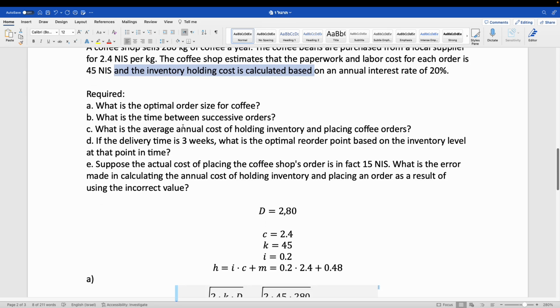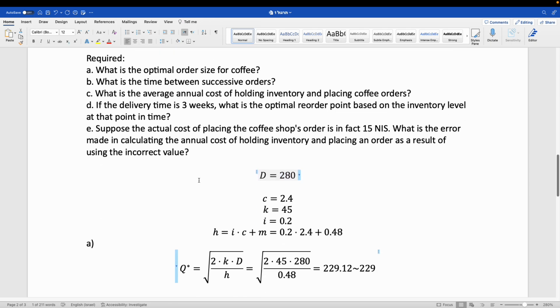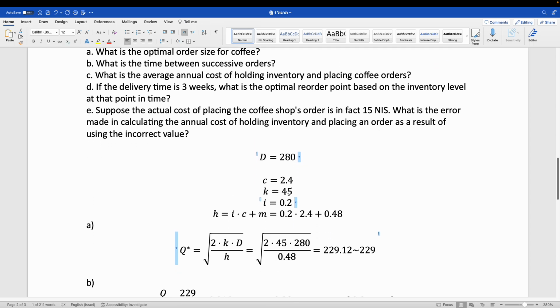So there are some questions we need to answer. The first question: what is the optimal order size for a coffee? First of all, let's elaborate on the actual data we know. There is around 280 pounds or kilograms of demand in a year. The second one, we know the cost per unit is 2.4 dollars, and the order cost is $45. And here is the interest, which is 20%, so it's 0.2.